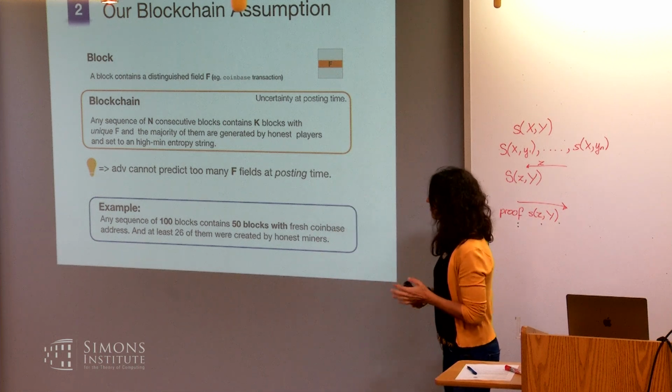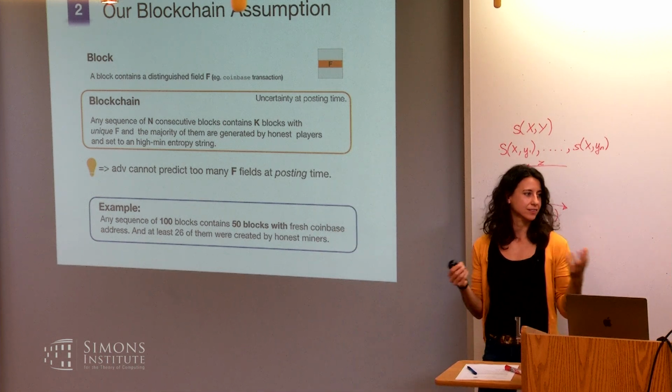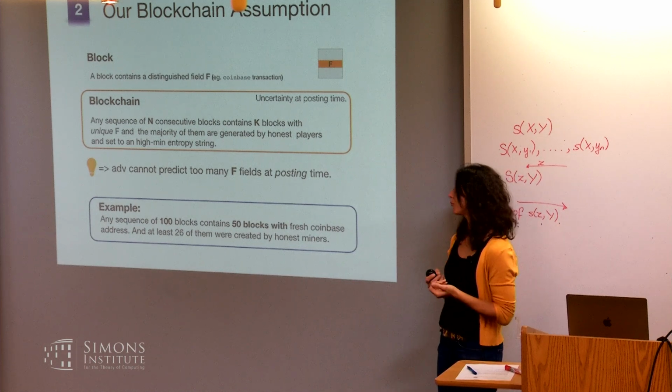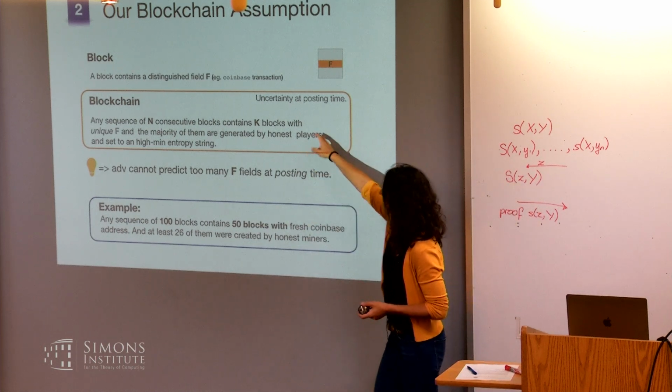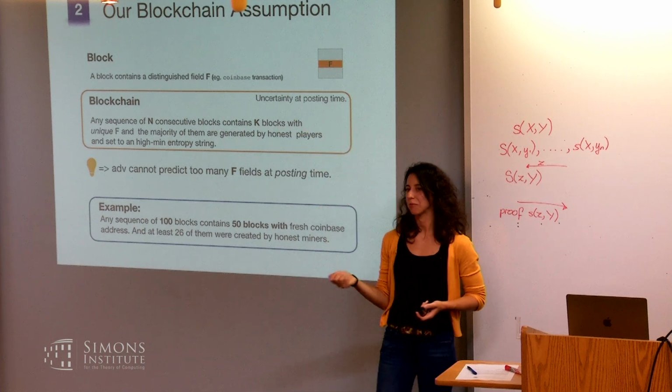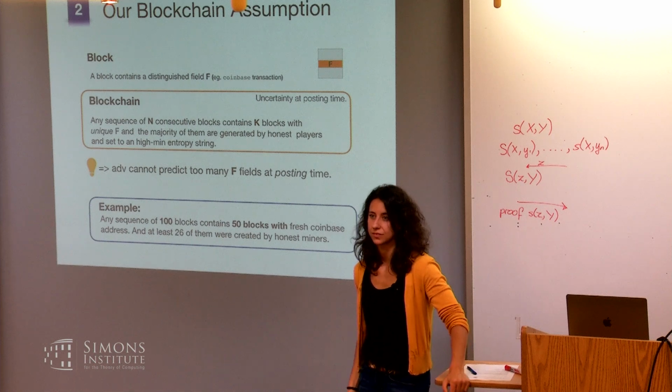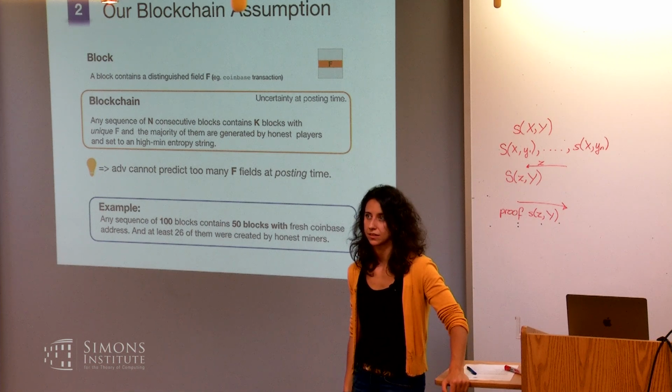As you can see, there is nothing here about the consensus. We are not assuming really anything about the consensus. We are assuming something that I call uncertainty at posting time. So basically, yes? The majority point, you can set k to be n over 10 and take the majority of n over 10. Yeah, so you could adapt it.